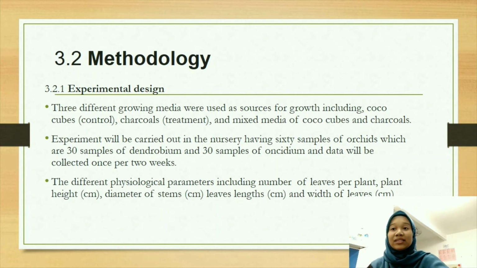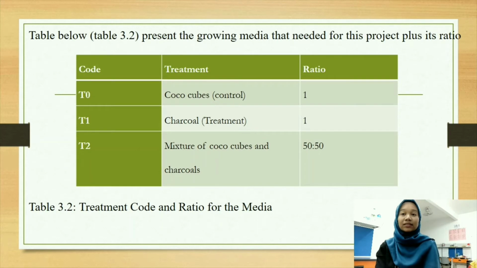The experiment will be carried out in the nursery, having 60 samples of orchid, which are 30 samples of dendrobium and 30 samples of oncidium, and data will be collected once per 2 weeks. The different physiological parameters include number of leaves per plant, plant height, diameter of stem, leaf length, and width of leaf.